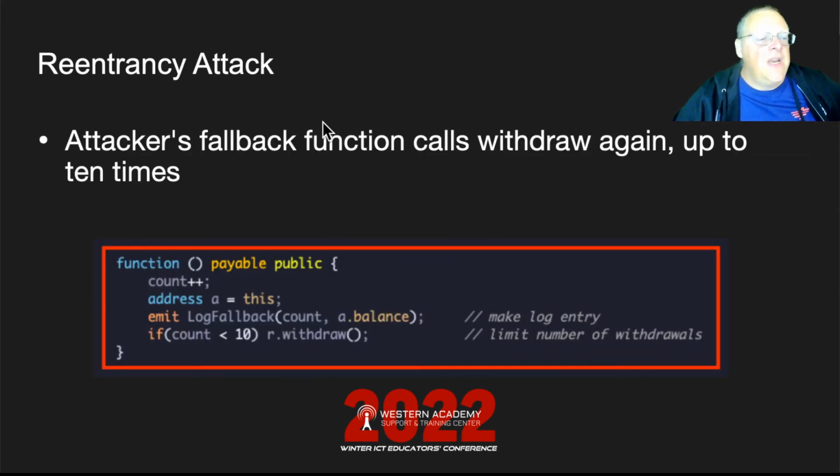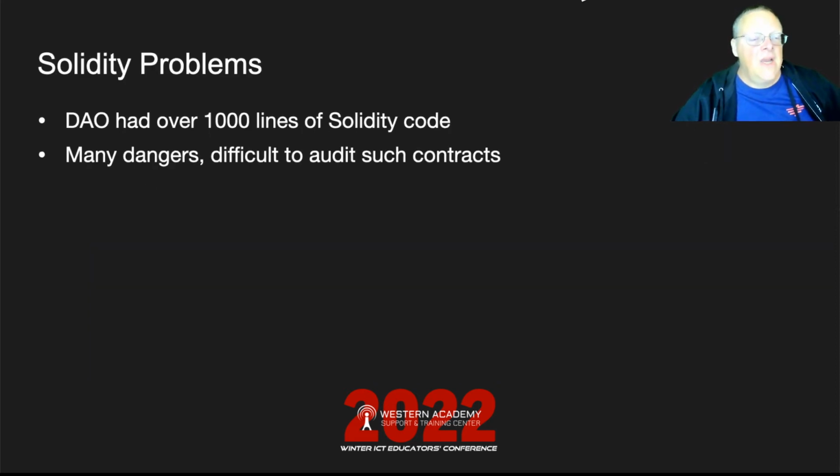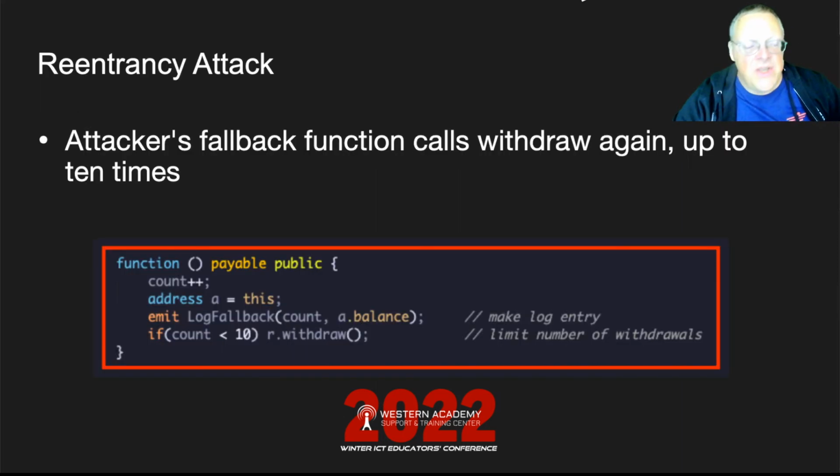So here's the attacker's fallback function. They make another contract that connects to the first one and has a fallback function, and that will just, when it receives money, withdraw again up to 10 times. Instead of doing it an infinite number of times, it'll call withdrawal 10 times when it was only supposed to be allowed to call it once. So that's the game, and let's try this one live.